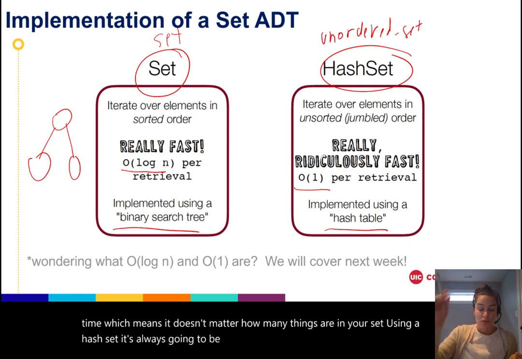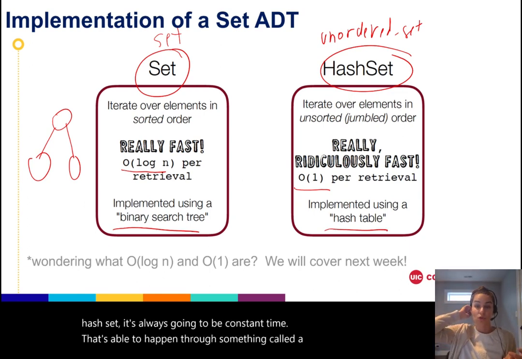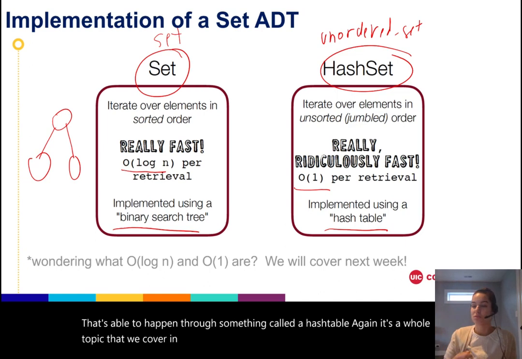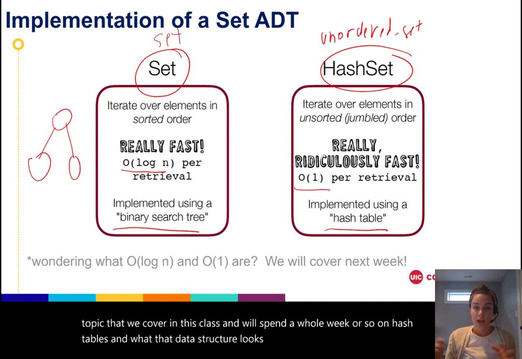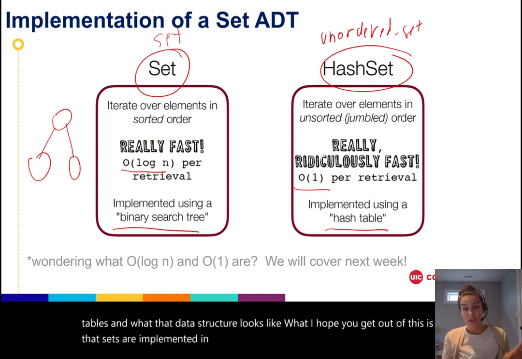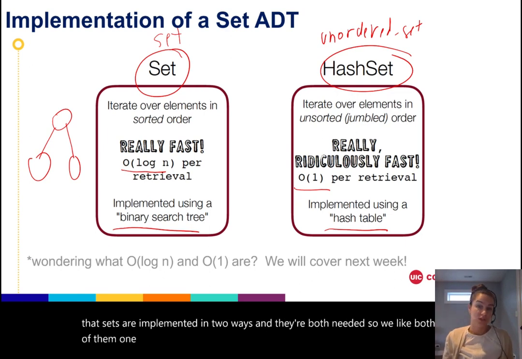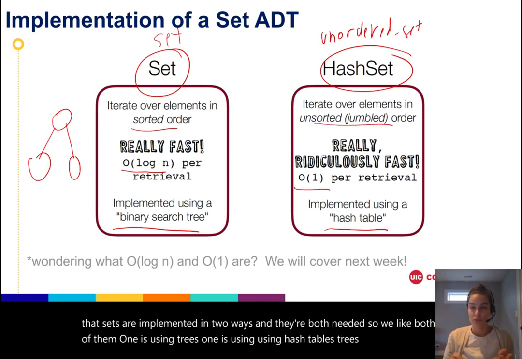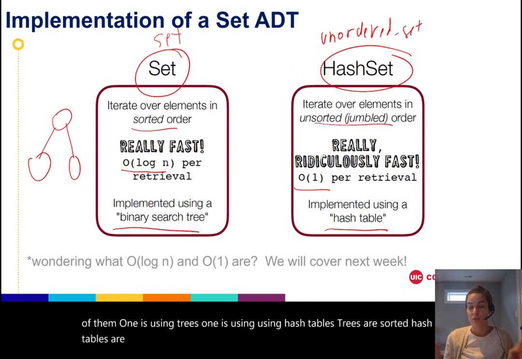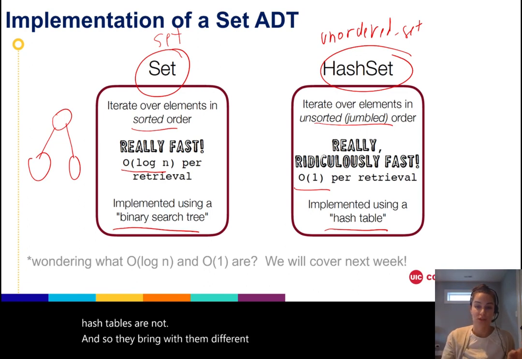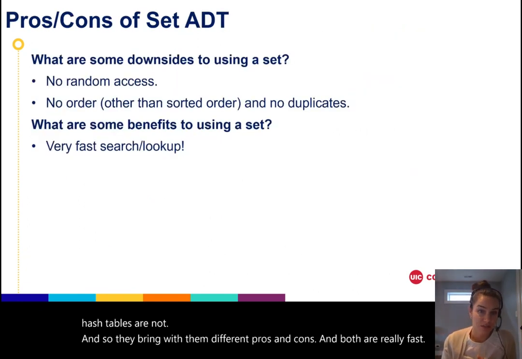it's always going to be constant time. That's able to happen through something called a hash table. Again, it's a whole topic that we cover in this class, and we'll spend a whole week or so on hash tables and what that data structure looks like. What I hope you get out of this is that sets are implemented in two ways, and they're both needed, so we like both of them. One is using trees, one is using hash tables. Trees are sorted, hash tables are not, and so they bring with them different pros and cons, and both are really fast.